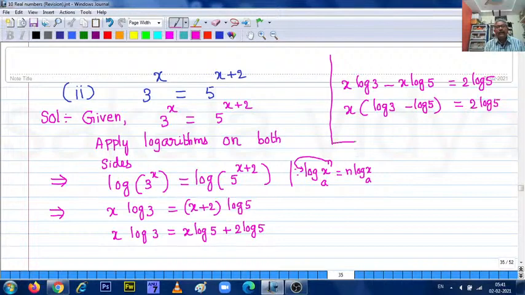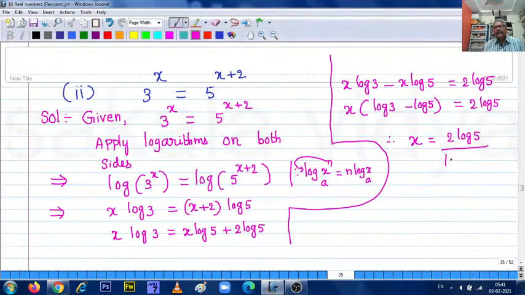Now our aim, what do you find? Therefore x equals 2 log 5 divided by log 3 minus log 5. Yes, this step is completed. So this is next.